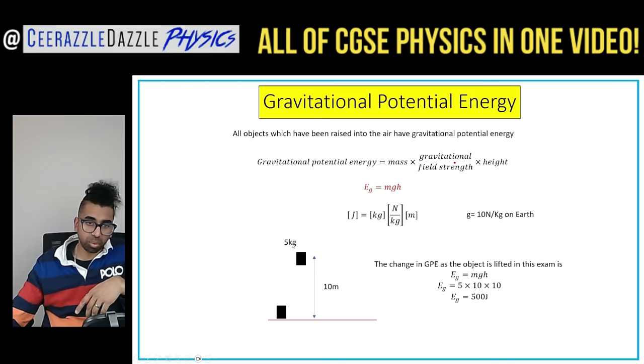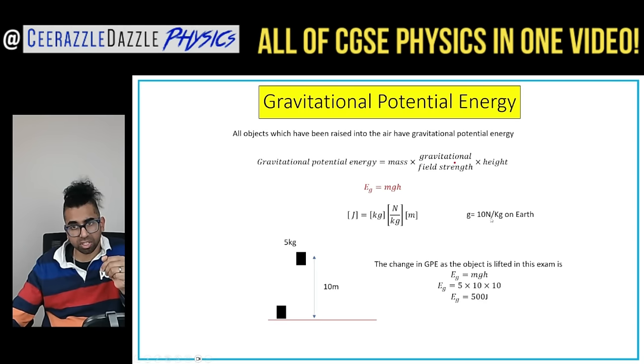And look, in this example, let's say we take a block of 5 kg, we raise it 10 meters into the air. The energy is equal to 5, the mass, times gravity on Earth, it's going to be 10, times 10 over here. Yes, because obviously the height was 10, it's going to be 500 joules.